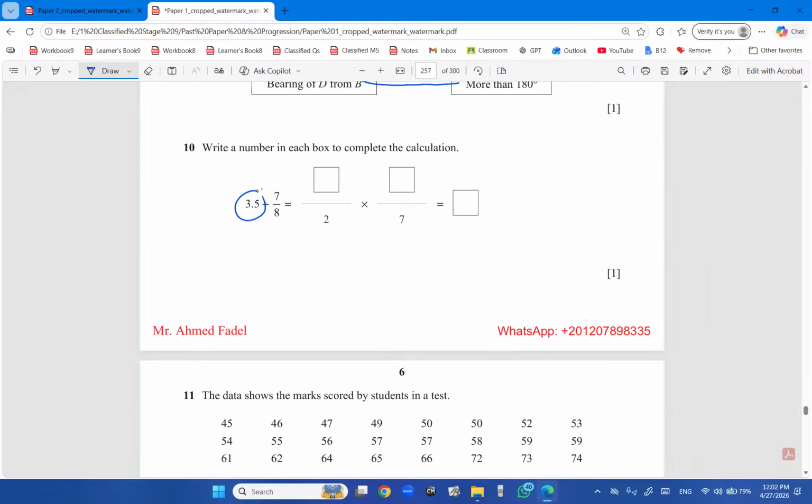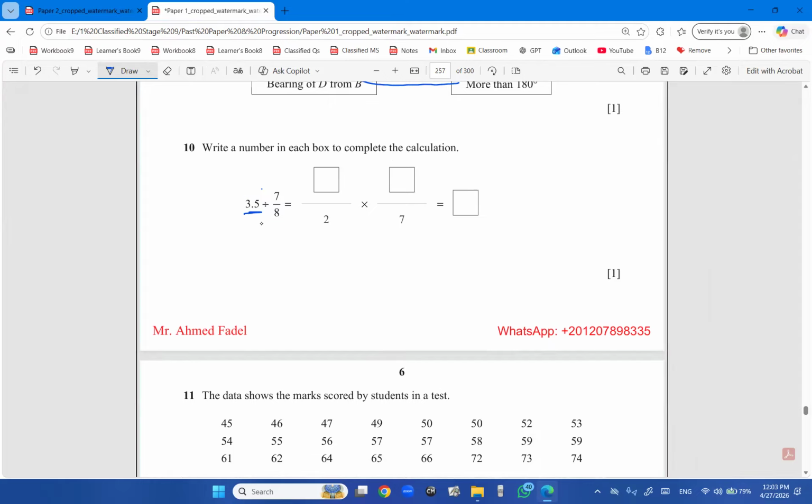You must just try to focus in order to find out that 3.5 is the same as 7 over 2. 3.5 is what divided by 2? It is half of 7. That's why they told you here, what over 2 is 3.5? It is 7 over 2.